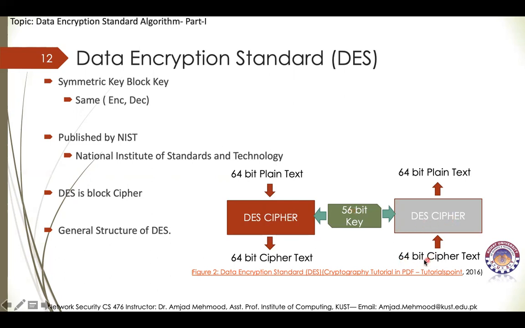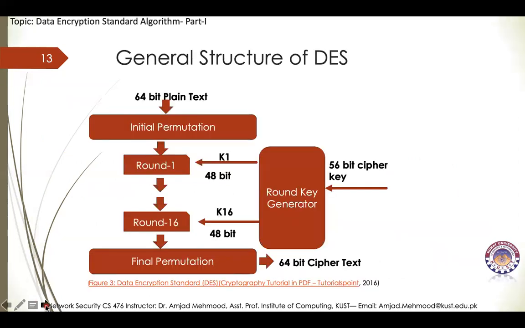Similarly, when the receiver receives the 64-bit ciphertext, the DES structure will be applied again, and you will get back the 64-bit plaintext by applying the 16 subkeys generated by the key generator. So you will convert it and get the plaintext back at the receiver side. So this is the general structure of DES.